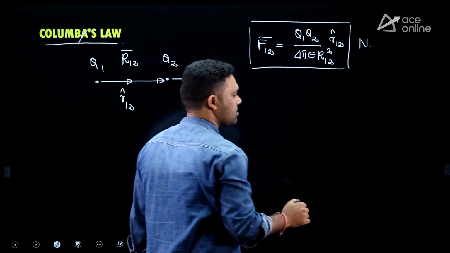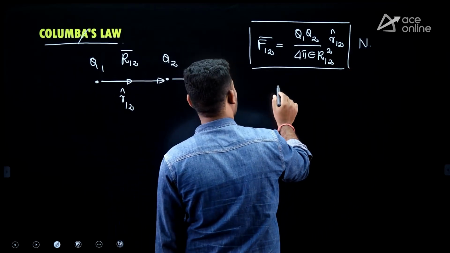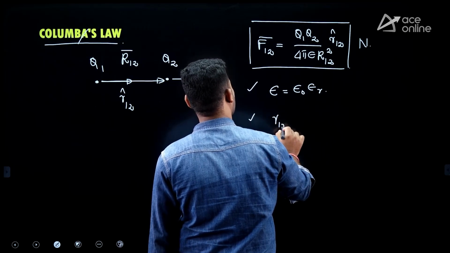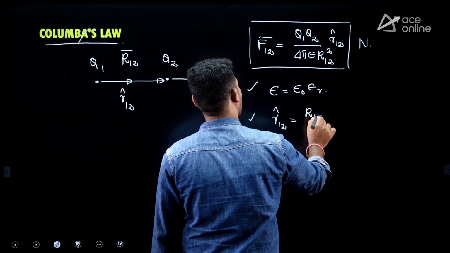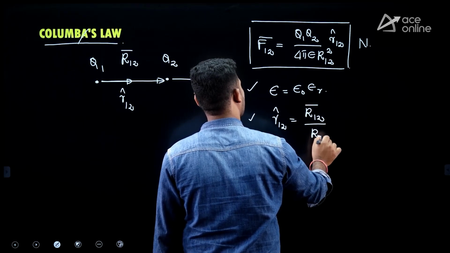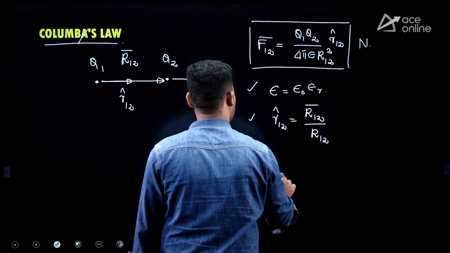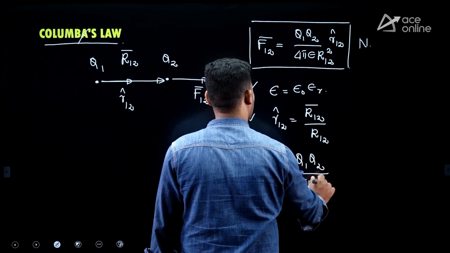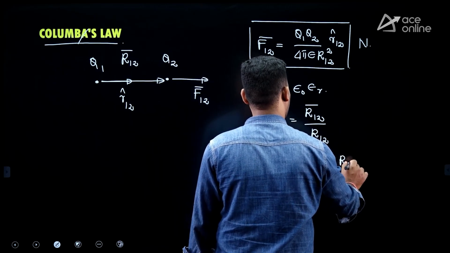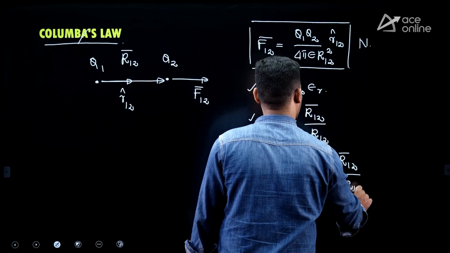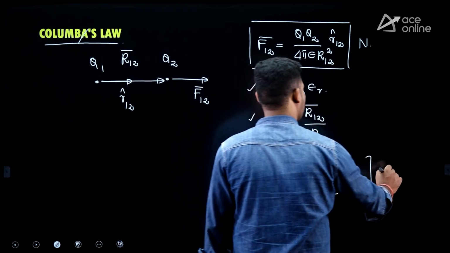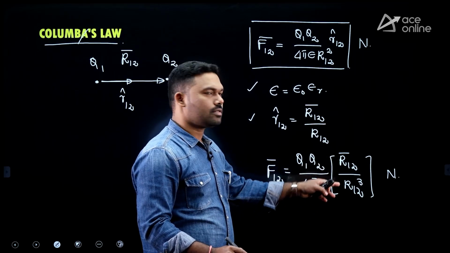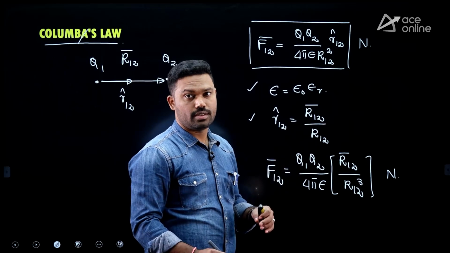Units are newtons. Clear? And what is this epsilon? Epsilon is equal to epsilon naught epsilon r. And what is this R12 cap? It is the vector divided by its magnitude. You can bring this one and substitute there. So F12 is Q1 Q2 divided by 4 pi epsilon, R12 vector by R12 magnitude cube. Okay, guys, this is for the mathematics. Don't think that the force varies as 1 over the distance cube. It is 1 over the distance square only. Clear, guys?